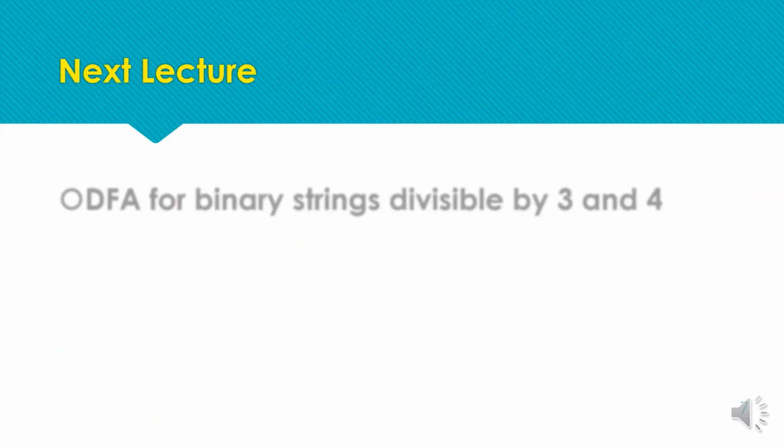In the next lecture, we are going to practice the DFAs for binary strings divisible by 3 and 4, like we have done for the decimal strings divisible by 3 and 4. For decimal strings, we need not convert the string to any other number system, but for binary strings, as binary is a base 2 number system, we have to convert the string into the decimal number system. Then we have to check for the remainder and follow the same trick that we have followed for decimal strings.